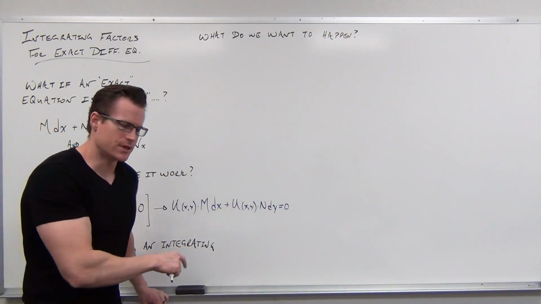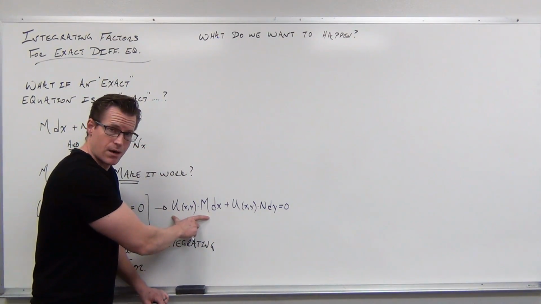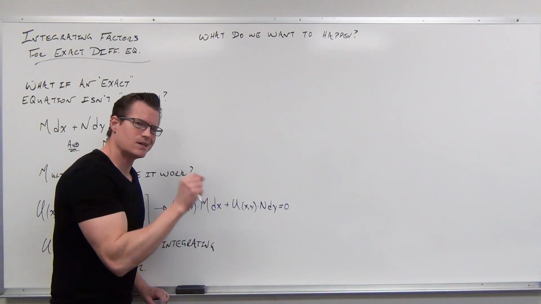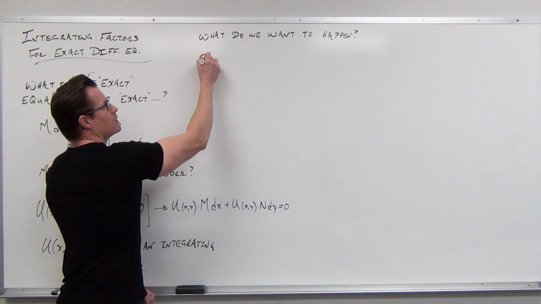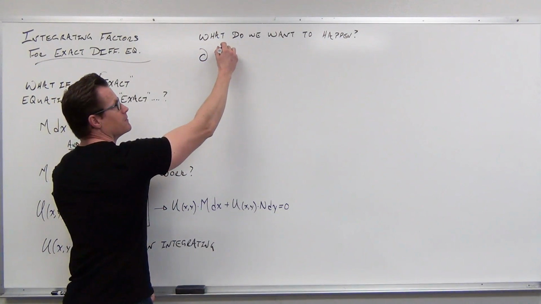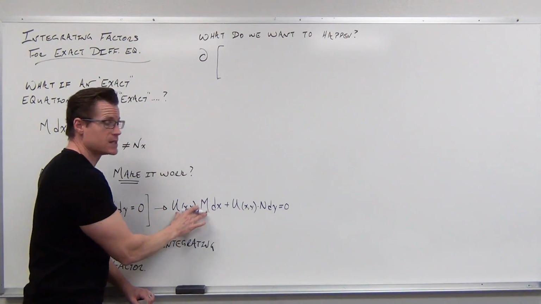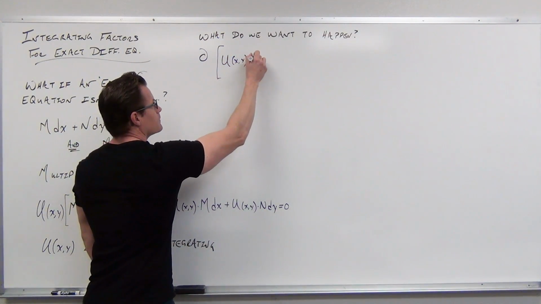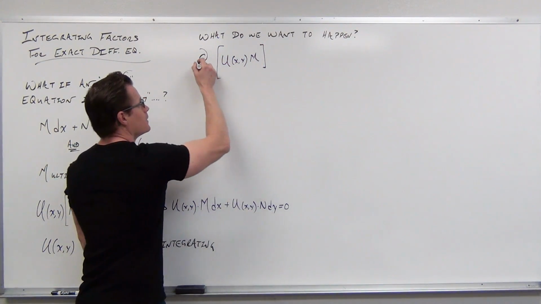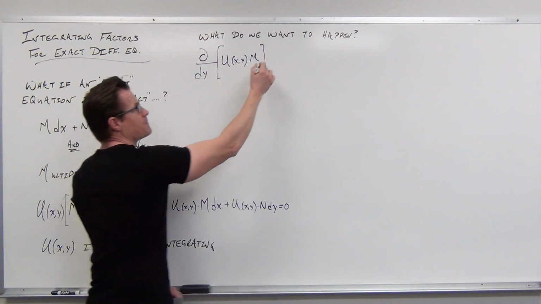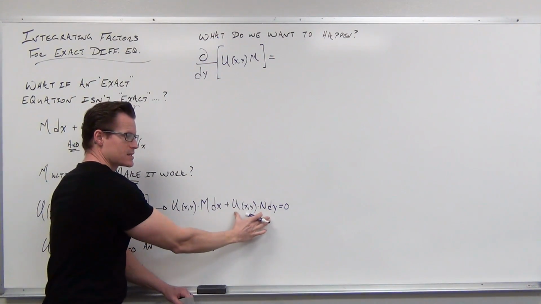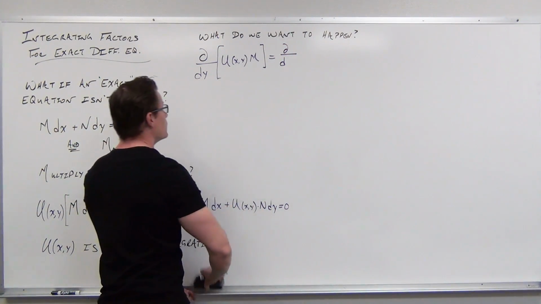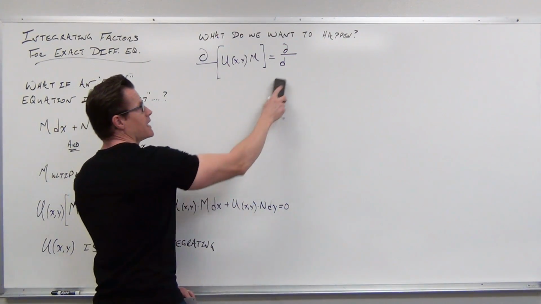What we want to happen is for this to be sort of our new m, and for this to be sort of our new n. So we still want the partial derivative of this entire piece with respect to y, we want that equal to this entire piece when we take a partial derivative with respect to x.